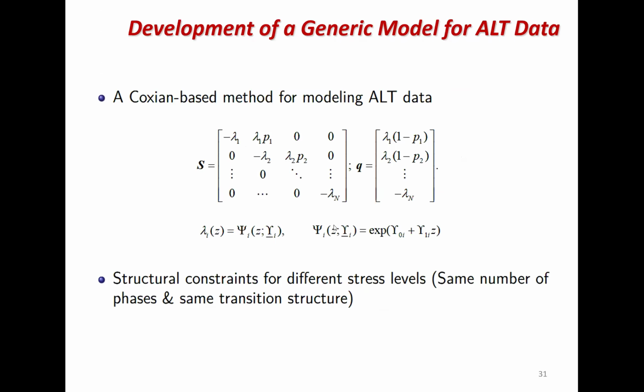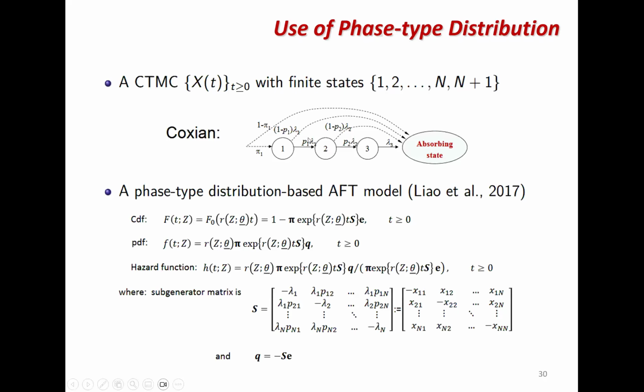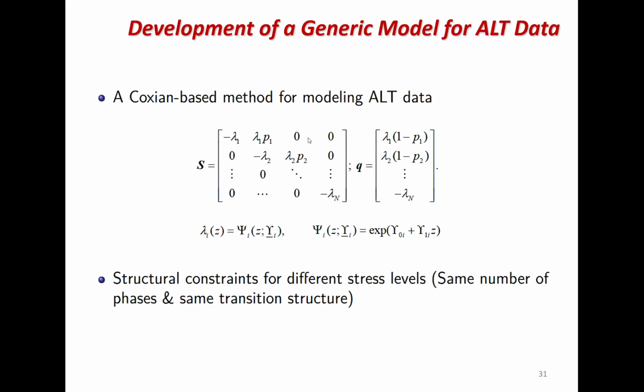When we develop such a model, we also need to consider one constraint: structural constraints for different stress levels, which means if you change the stress level, the continuous time Markov chain structure will not change. If you have, for instance, a 3-stage or 4-stage continuous time Markov chain in your model, and you change the stress levels, it's still going to have 4 stages. So we superimposed such constraints when we developed this Coxian-based model.